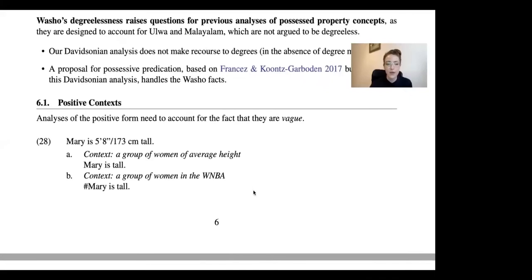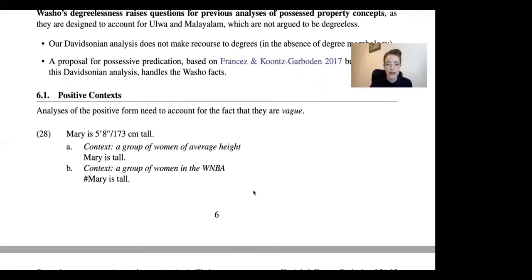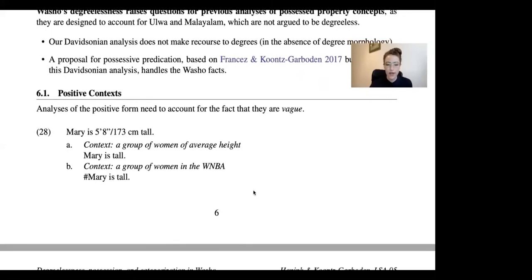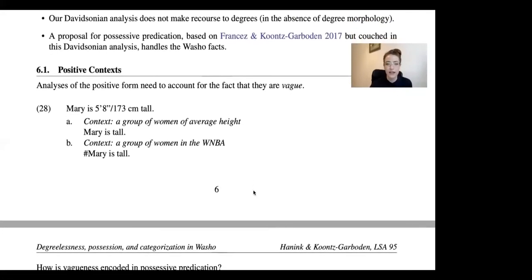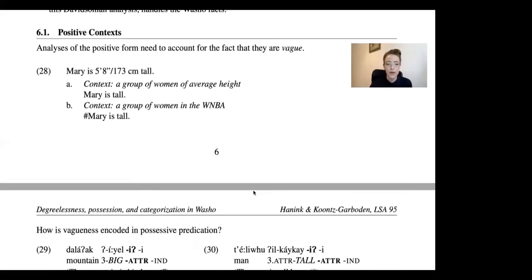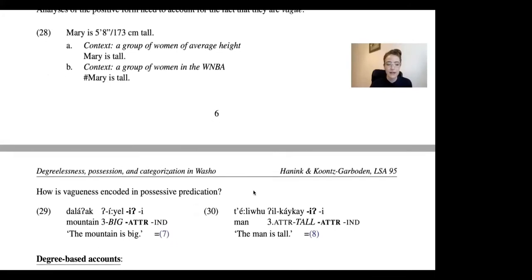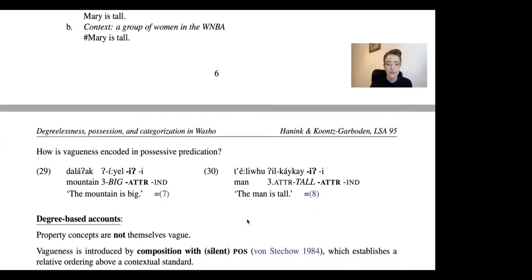So for example, in 28, if Mary is 5'8" and she's standing in a group of women of average height, it's felicitous to utter 28a, Mary is tall. However, if she's standing in a group of women in the WNBA, this becomes infelicitous because the context has shifted and the average height of the individual has become taller. So how do we capture these vagueness effects in possessive predication, like the contexts in 29 and 30?